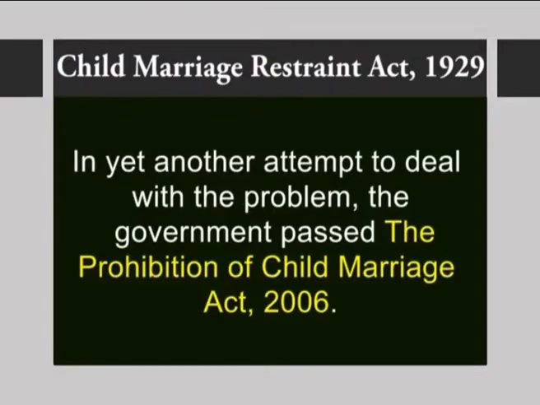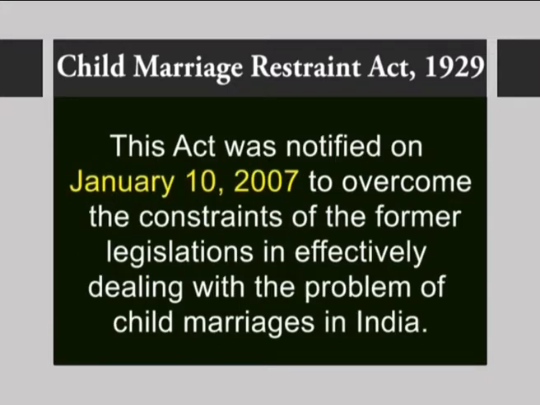In yet another attempt to deal with the problem, the government passed the Prohibition of Child Marriage Act 2006. This act was notified on January 10, 2007 to overcome the constraints of the former legislations in effectively dealing with the problems of child marriages in India. It came into force on 1st November 2007.